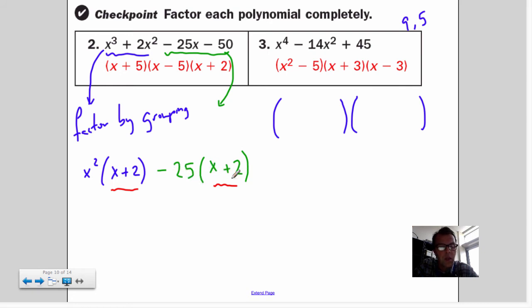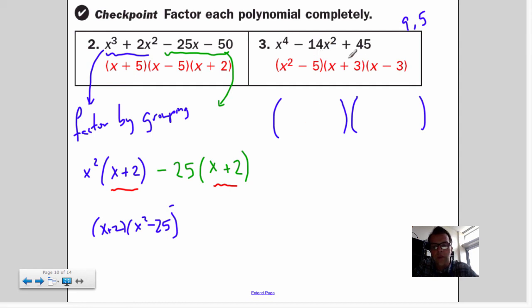But then you can see, you're excited because you've got this common x plus 2. I then would factor that out, right? You get the x plus 2 factored out. You're left with x squared minus 25. And again, hopefully you're looking at x squared minus 25 and saying, oh my gosh, I got another step. I have to factor that into the difference of squares.